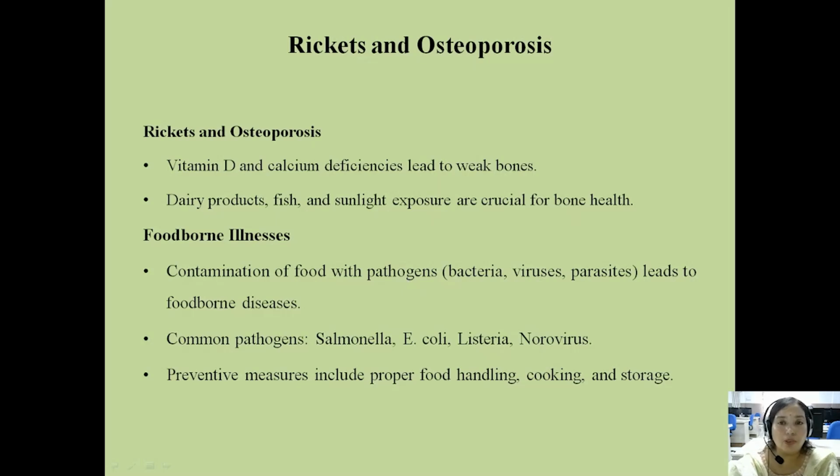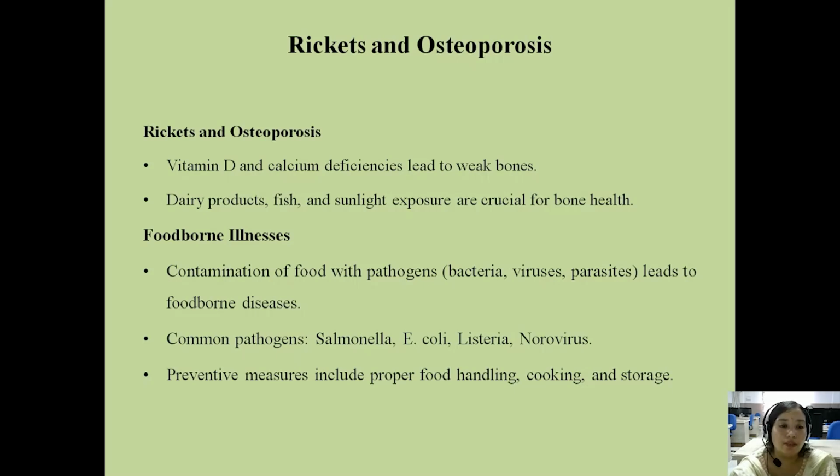Then rickets and osteoporosis. Vitamin D and calcium deficiency lead to weak bones. Dairy products, fish, and sunlight exposure are crucial for bone health. Then foodborne illness: contamination of food with pathogens, bacteria, viruses, and parasites leads to foodborne disease. Common pathogens are Salmonella, E. coli, Listeria, and norovirus. Preventive measures include proper food handling, cooking, and storage.